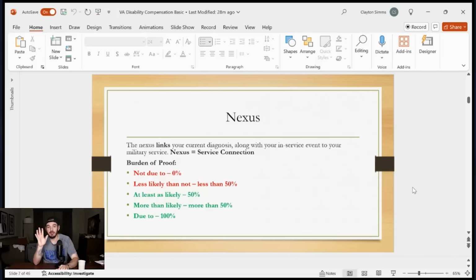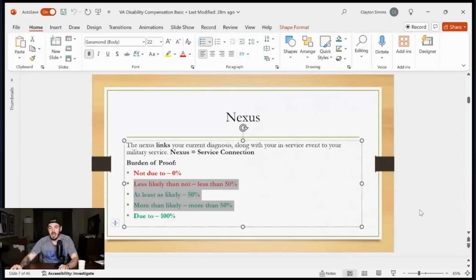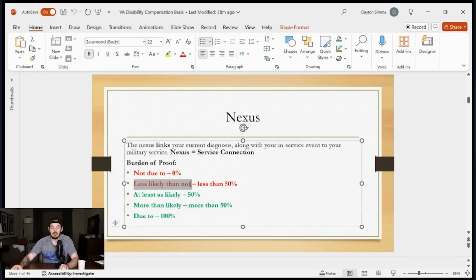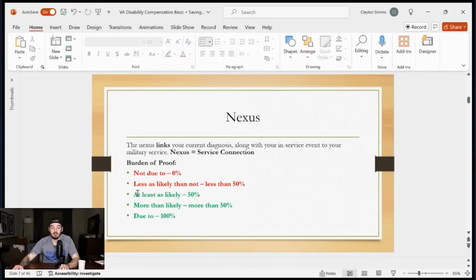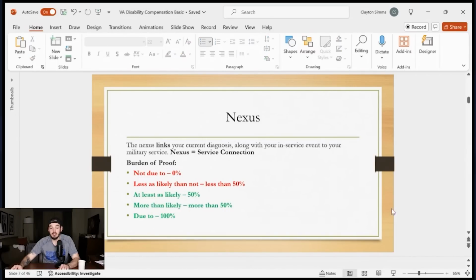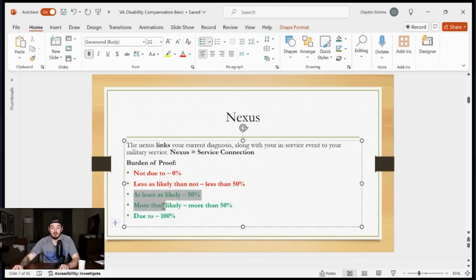There's 5 burdens of proof. The VA really operates in these 3, but every now and then we will see the first and the 5th, okay? So we have not due to and less as likely as not. Not due to is 0%, that's a no. Less likely is 50%, okay? Then we have at least as likely, that's at 50%, and then more than likely is more than 50%, and then due to is 100%.